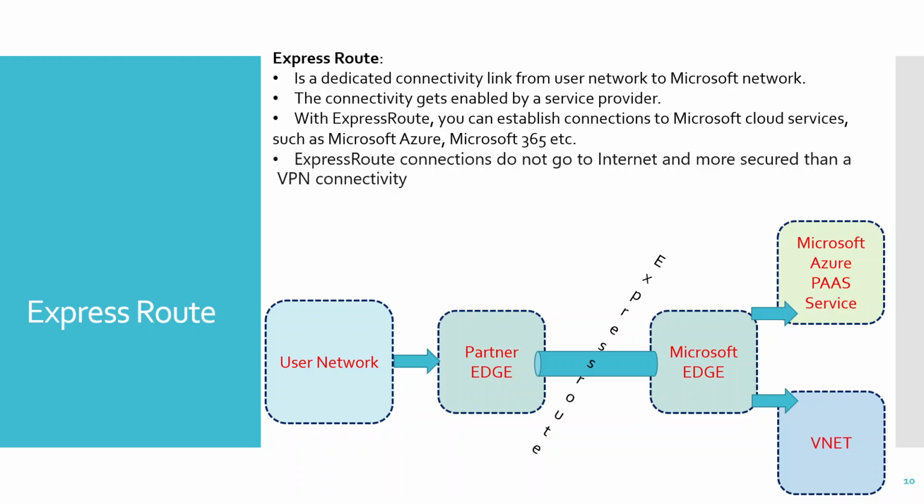So with ExpressRoute, you can establish a connection to Microsoft cloud services such as Microsoft 365, etc. Now, ExpressRoute connections do not go over the internet and are more secure than a VPN connectivity. The important part is that whenever you have ExpressRoute connectivity using the partner edge network, it is never exposed to the internet, and it always travels through a private line. Okay, a private way you can say. That is why it is more secure. So this is all about ExpressRoute.